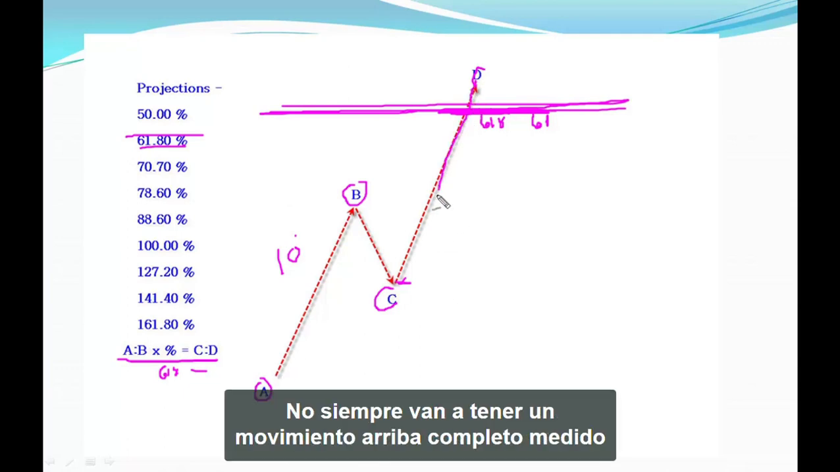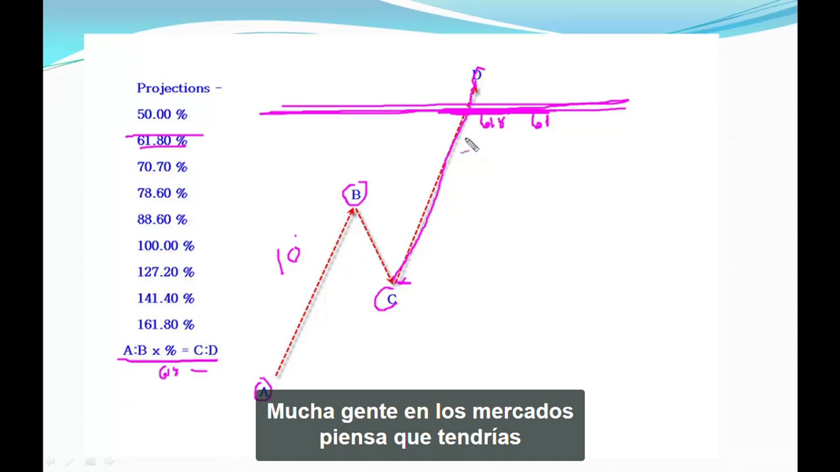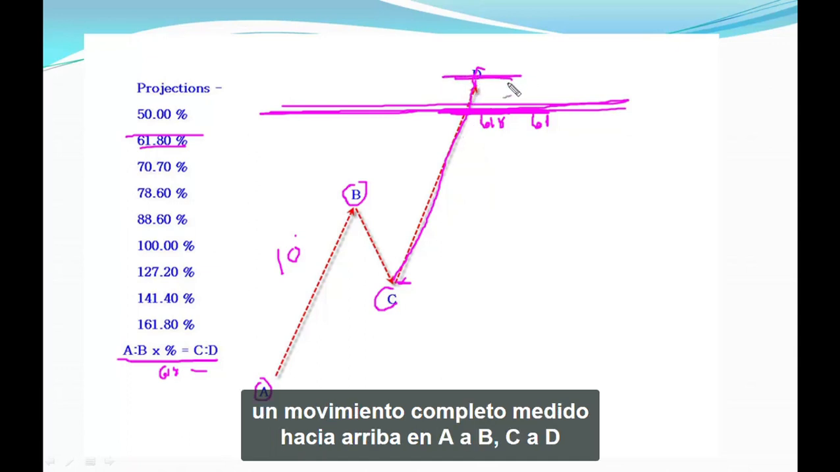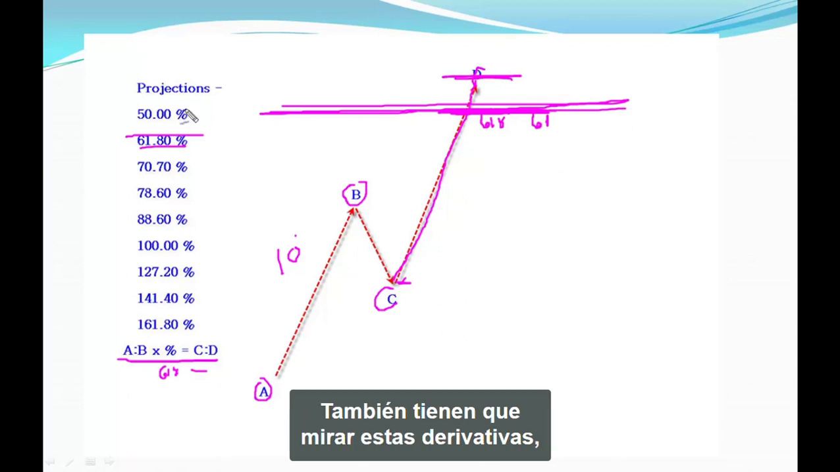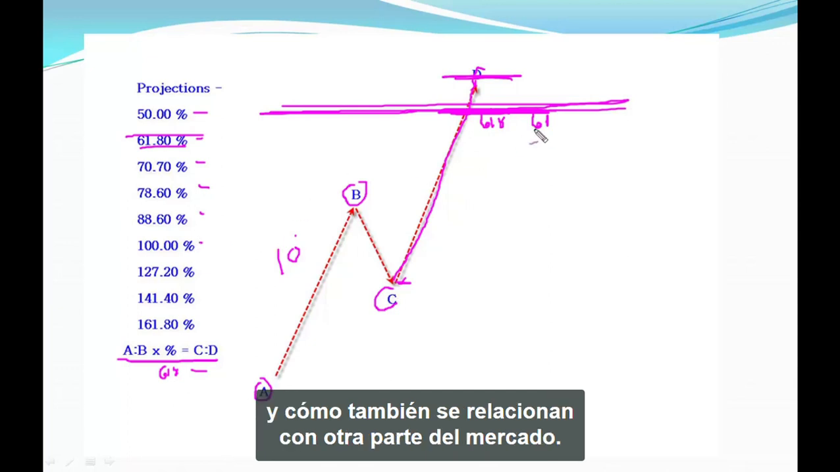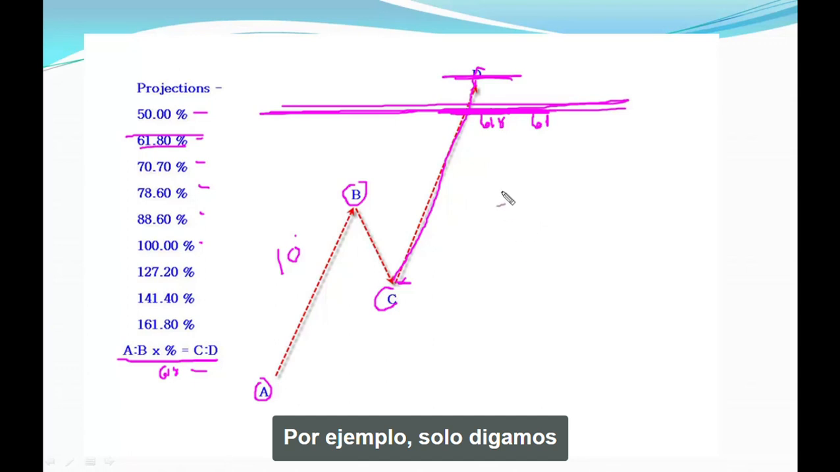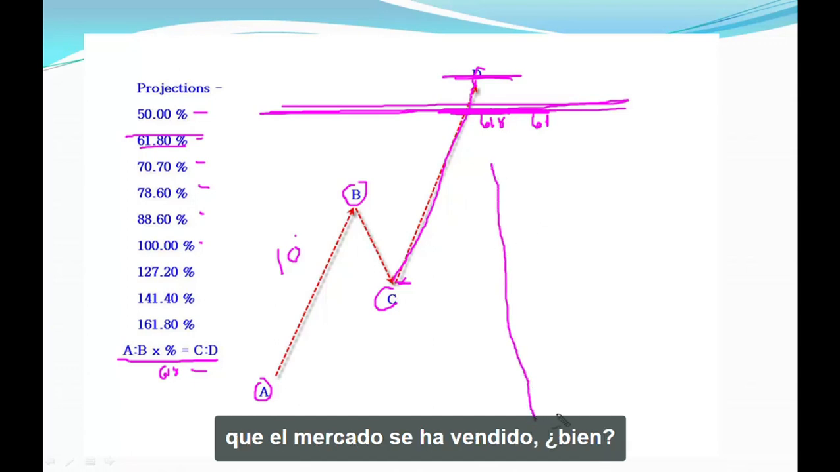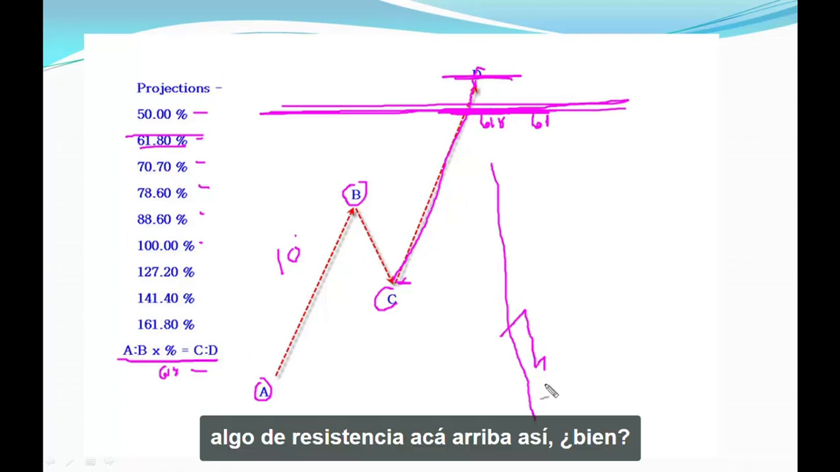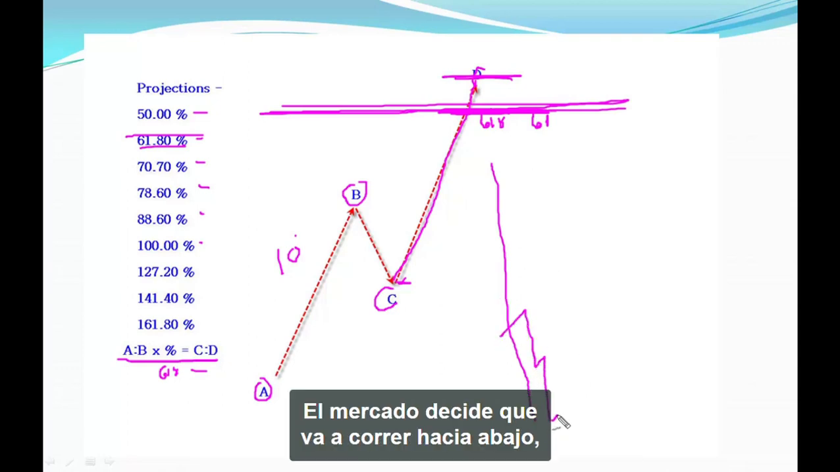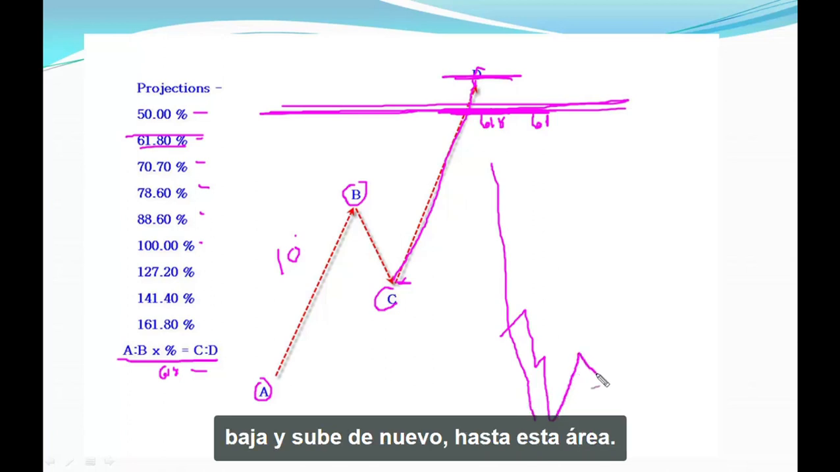Not always are you going to have a complete measured move up. Many people in the markets think that you would get a complete measured move up on an A to B, C to D, when that's not really the truth. You have to look at these derivatives also and how they relate to another part of the market. For instance, let's just say the market had sold off, and you have some resistances up here like this. So the market decides it's going to run off the low, come down, and come up again up to this area.